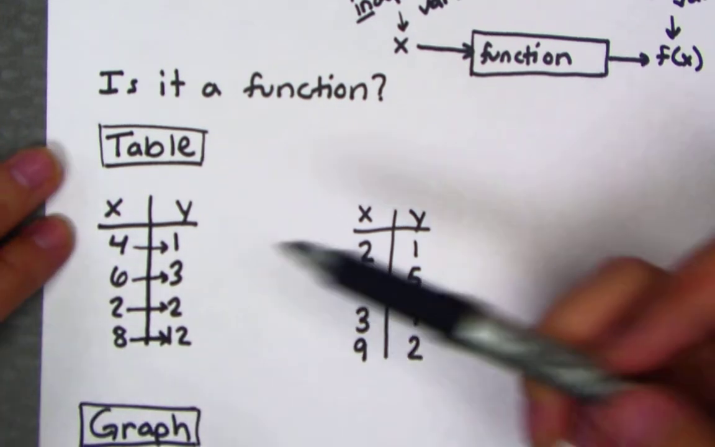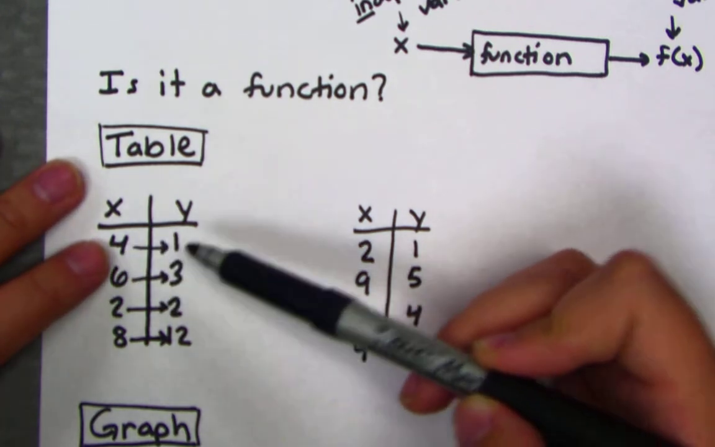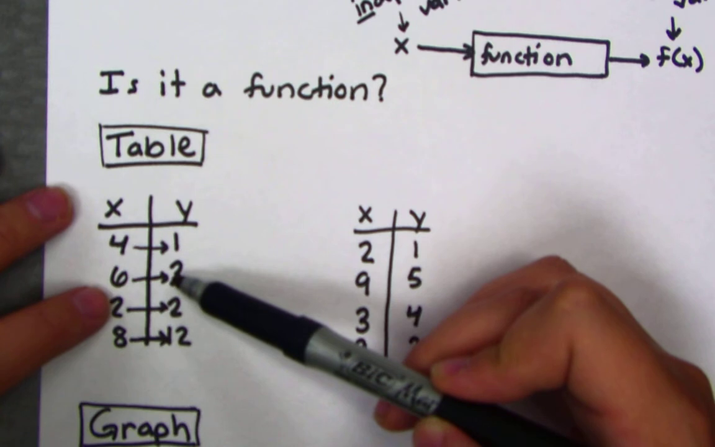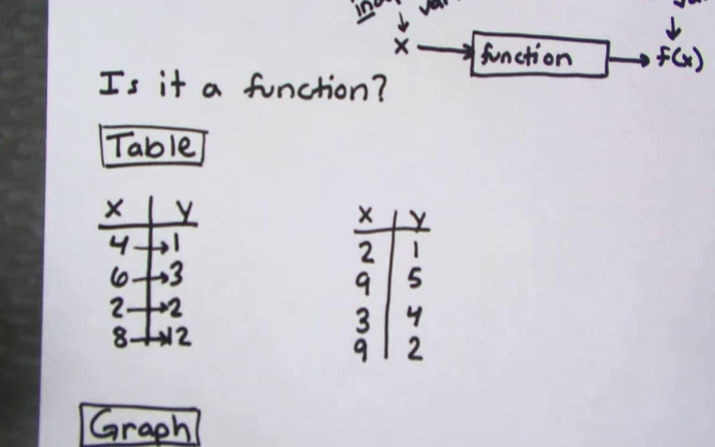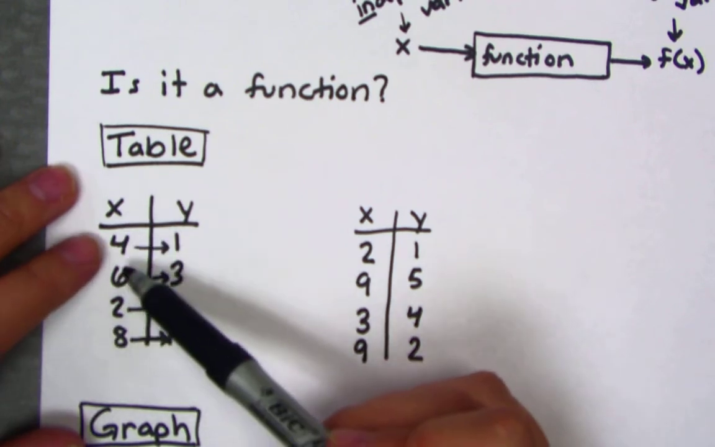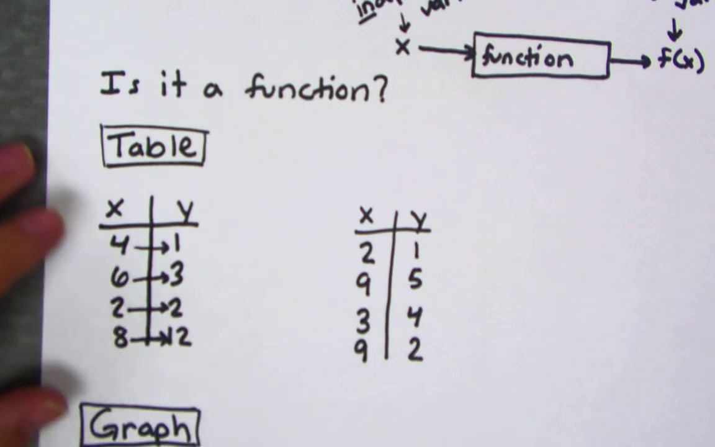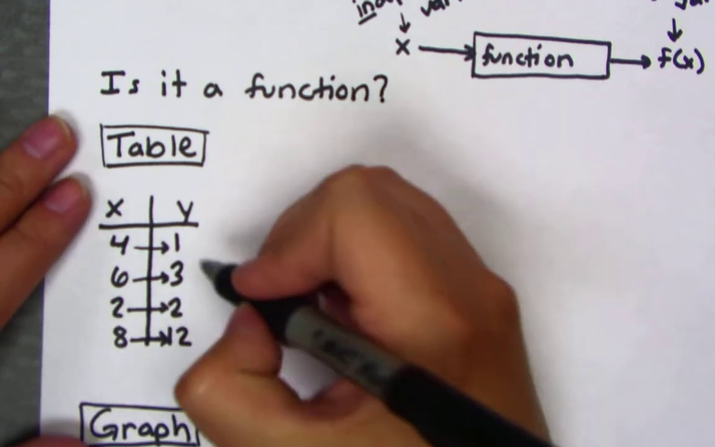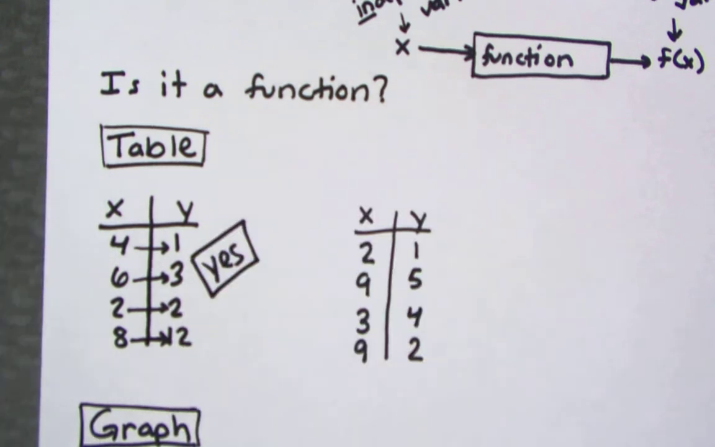That means that every single input gives an output. 4 gives 1, 6 gives 3, 2 gives 2, 8 gives 12. There is no value of the inputs that gives more than one output. Each is connected to just one thing, one output value. So this is an example of a function.